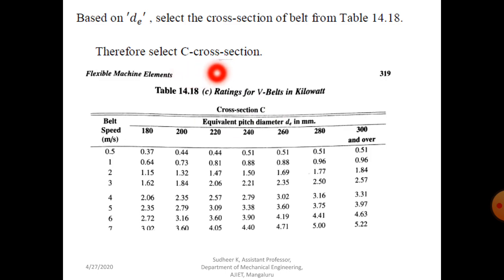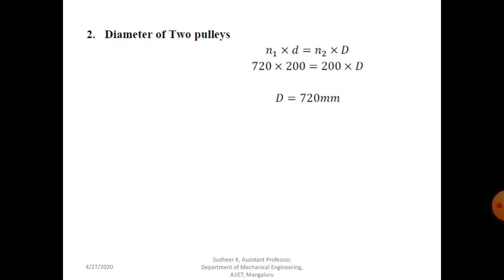So it is very important to note, so that you can select from this table 14.18. Now the entire design you have to adopt is based on this type of cross section. Now we'll move towards step 2, that is, the diameter of pulleys you have to find out.